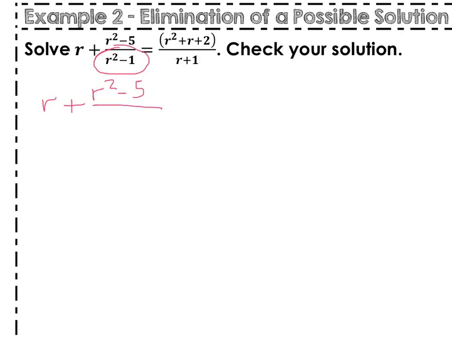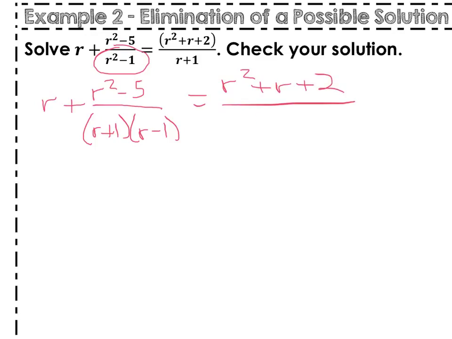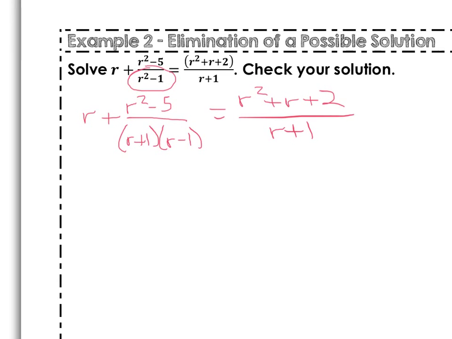R squared minus 1, that's just going to factor into r plus 1 times r minus 1 because it's called a difference of squares. Now over here, I have not done anything because unfortunately his numerator can't be factored. And we can only cancel things out that are factors, okay? So now, I'm going to follow the textbook.